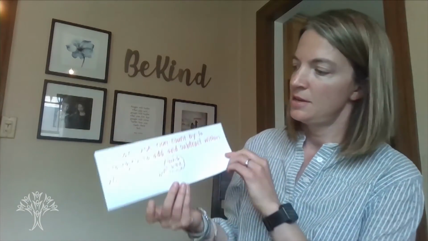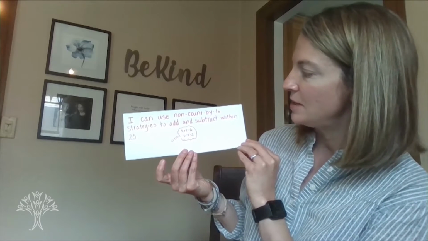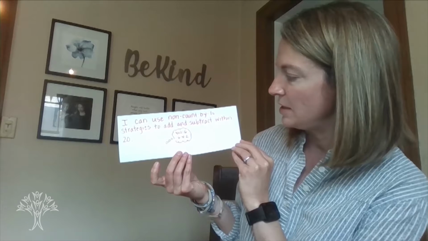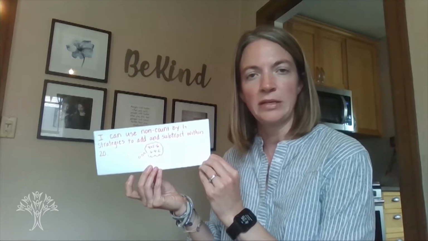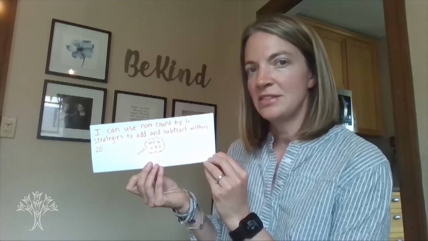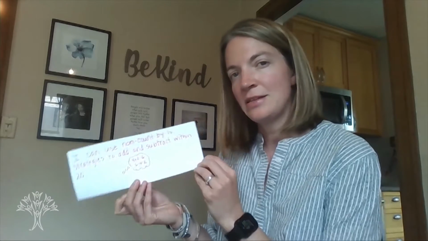So to get started, let's work on our standard. It says, I can use non-count by ones strategies to add and subtract within 20. So we want to be efficient mathematicians, and counting by ones is sometimes slow and easy to make mistakes. We want to see if we can use some other strategies to help us solve problems, and today's lesson will help you do that. So I'm going to start with some math flips.